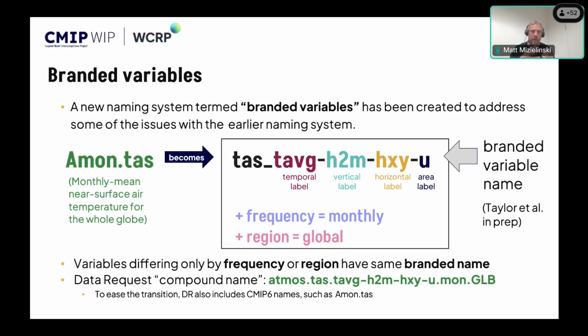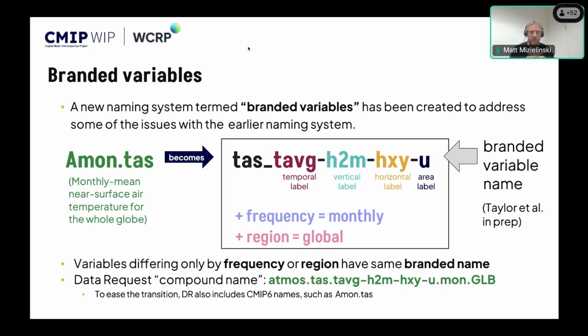So this combined with its frequency and the region will make up a number of facets of the file name and the DRS. Variables differing only by frequency or region will have the same branded name. So if you're looking for variables at 3 hourly or daily or monthly frequency, you should be looking for the same branded name when you search for data. And we hope this will make it a lot easier for users to understand what variables are by allowing them to interpret this structure.